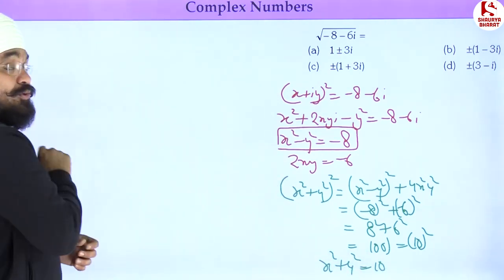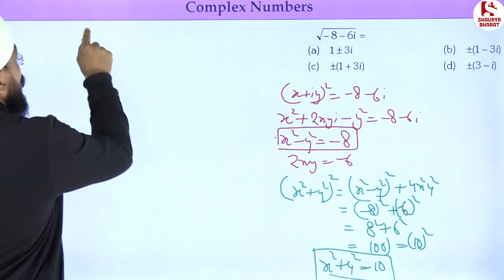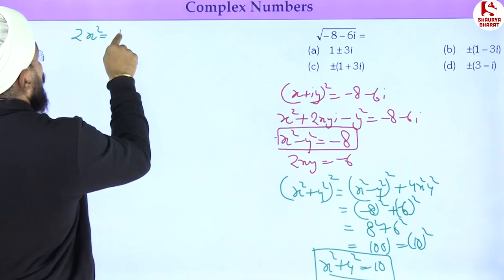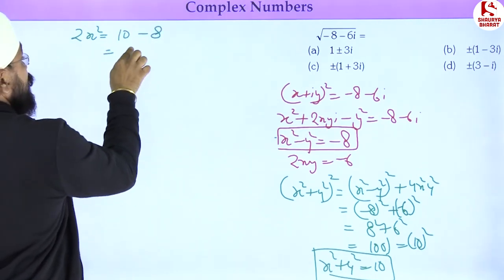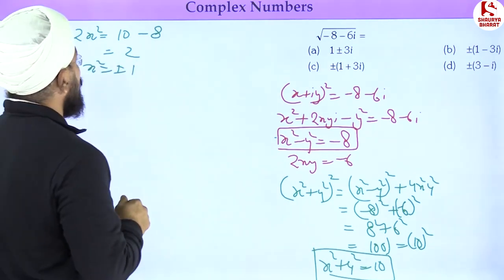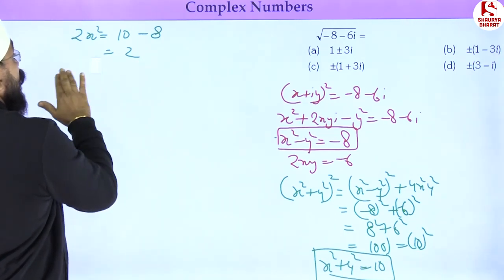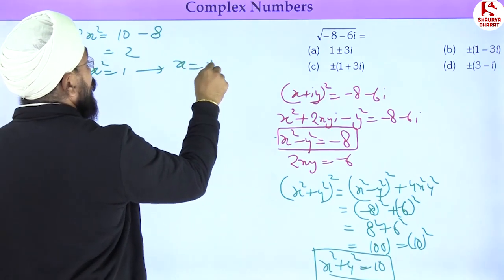So I'll add the two equations. This is one equation, and this one is the second one. When you add them, we get 2x square is equal to 10 minus 8, that is equal to 2. So x square is equal to 1, which will give you two answers, x equal to plus or minus 1.